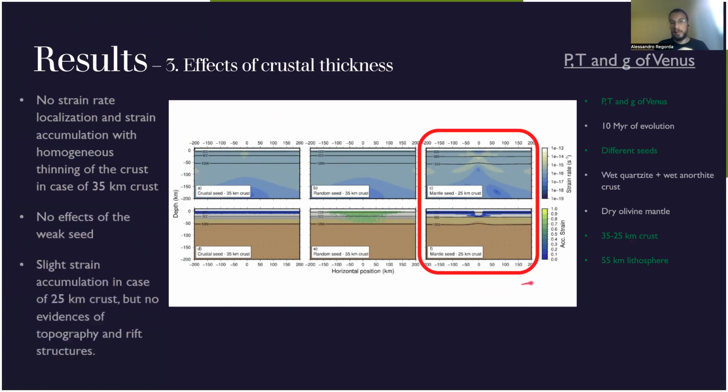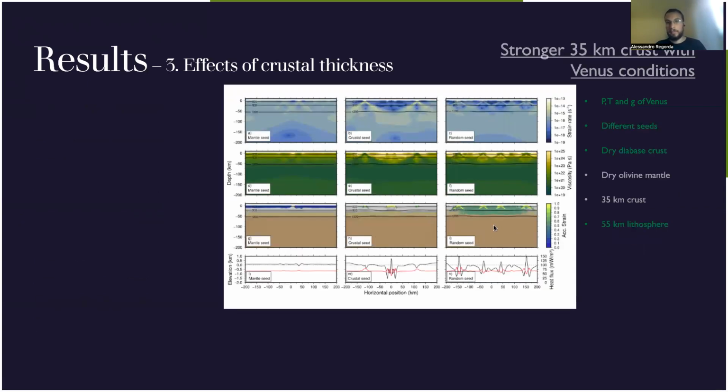While if we consider a thinner crust, something seems to happen. There is a sort of development of these conjugate folds. However, the strain rates are much lower than what we observe for Earth, by about 1 or 2 orders of magnitude. And so the accumulation of strain is low, and there are, again, no evidences of topography and rift structures. So probably a stronger rheology is mandatory to have something.